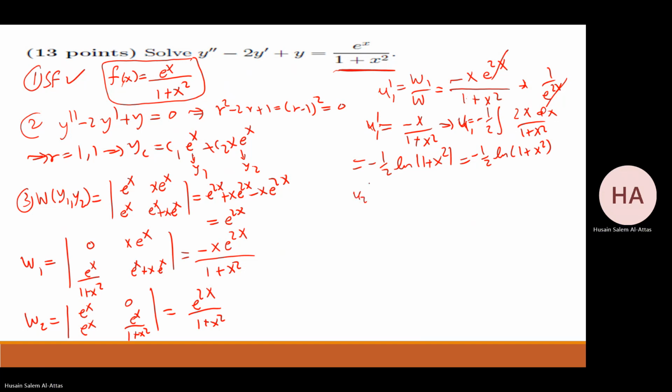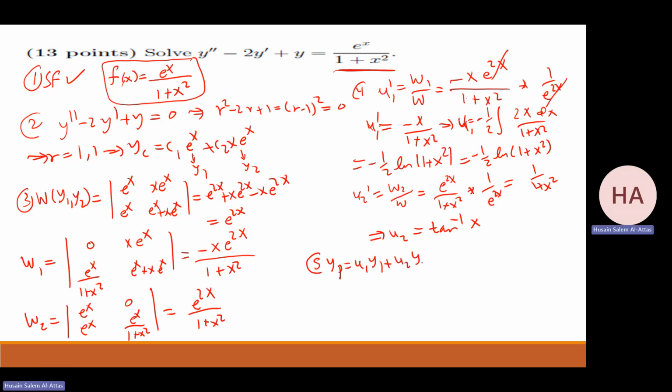U2 prime, nice one. This is step 4. W2 over W. What is W2? It's e^x over 1 plus x squared times the reciprocal of W, which is 1 over e^x. Nice. So U2 is tan inverse of x. So this is YP, U1 Y1 plus U2 Y2. Calculations, yeah. I have minus half ln of 1 plus x squared times e to the power x plus x e to the power x tan inverse x.